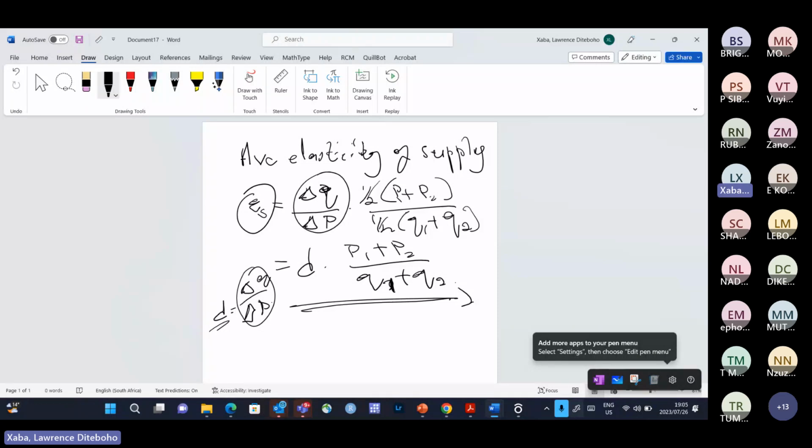For demand, the difference is that our slope there is going to be negative B. But if you look at the formula, the formulas are the same.